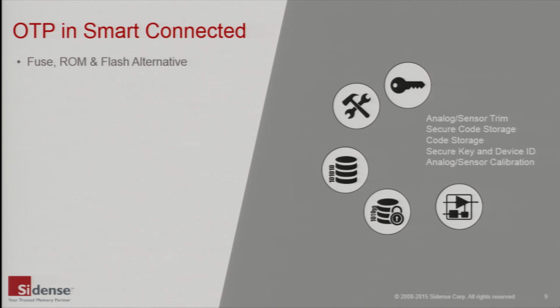Edge sensors and signal conditioning circuits also need calibrating, trimming, or setting up, while the controllers need secure code storage for data or for boot. In all of these applications, OTP brings several advantages over its NVM alternatives. Let's take a look at a couple of key markets where OTP is used extensively.